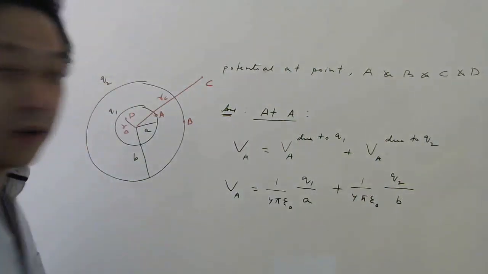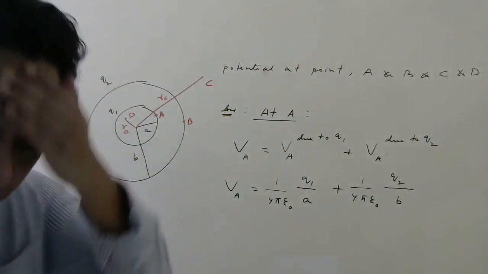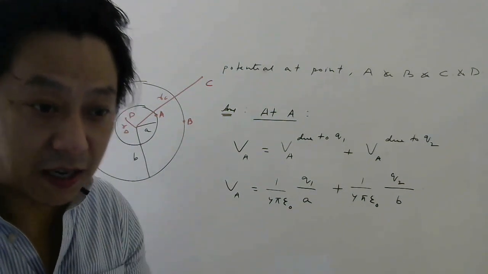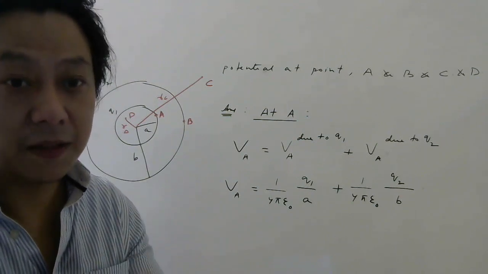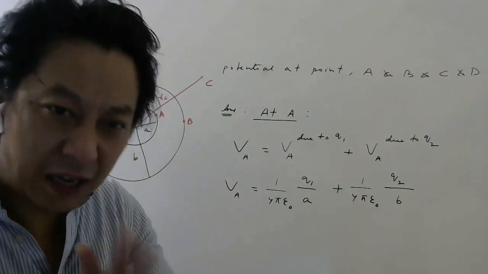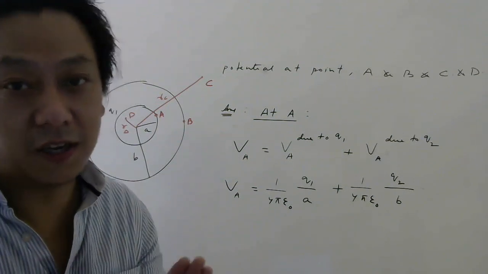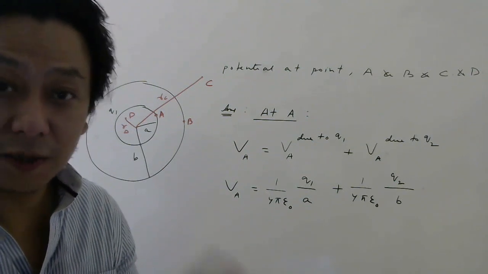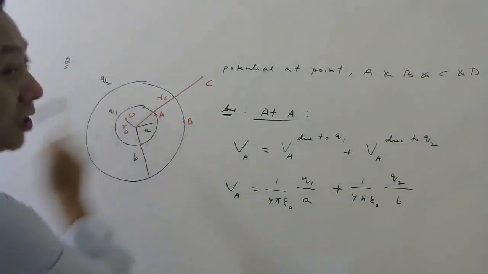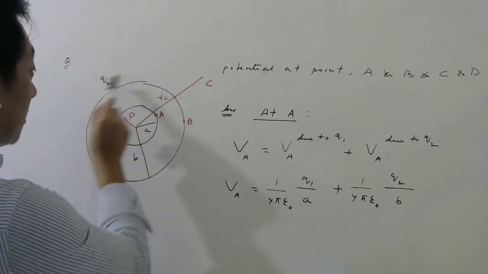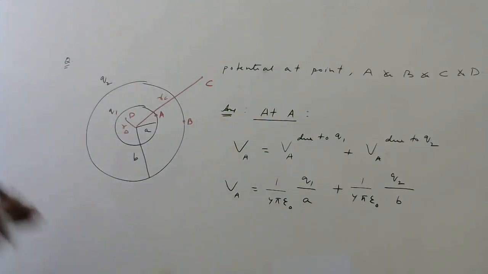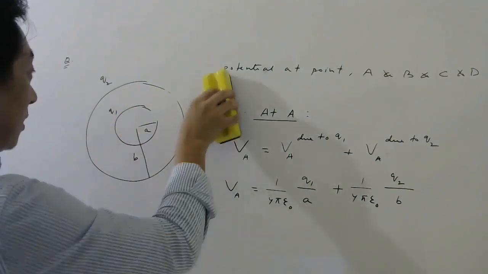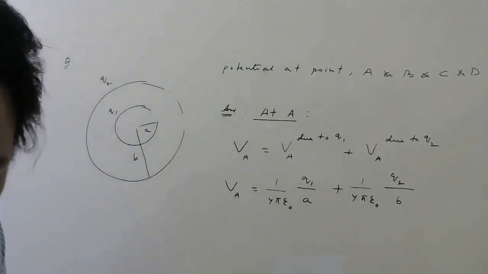Think whether you have understood this or not. The simple fact is this: if you want potential inside a shell, then at any point inside, it will be constant and it will be the same as on the surface of the shell due to which you want the potential. Now here they have given you two shells. First shell has charge Q1, second shell has charge Q2. Forget about the other points, let me rub them, so the confusion will be less.